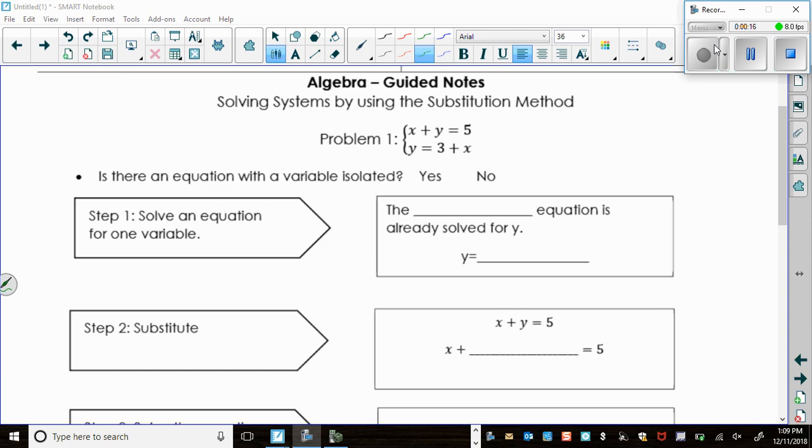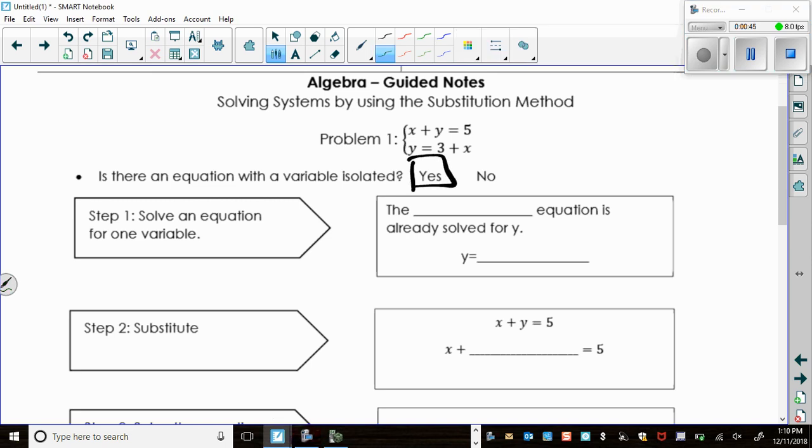Problem number 1, you have a system: x plus y equals 5 and y equals 3 plus x. In the elimination method, I strongly encourage you to write your answers in standard form, but if that's not the case, you could use the substitution method to solve these problems. We like it when we have a variable that's isolated. So in this case, is there an equation with the variable isolated or by itself? The answer is yes. So we'll go ahead and box in that answer.